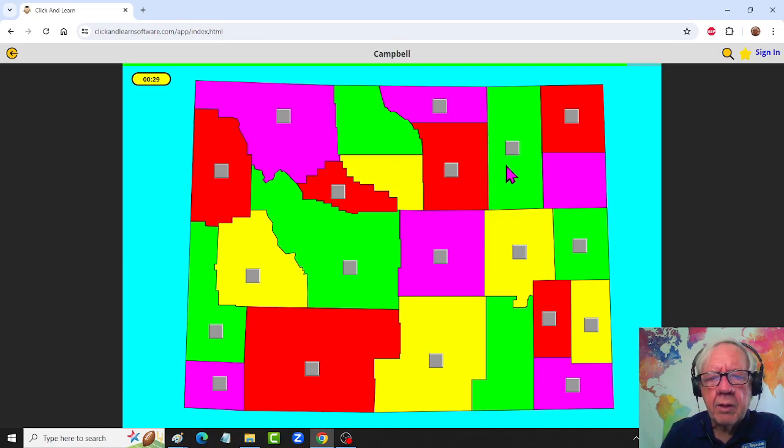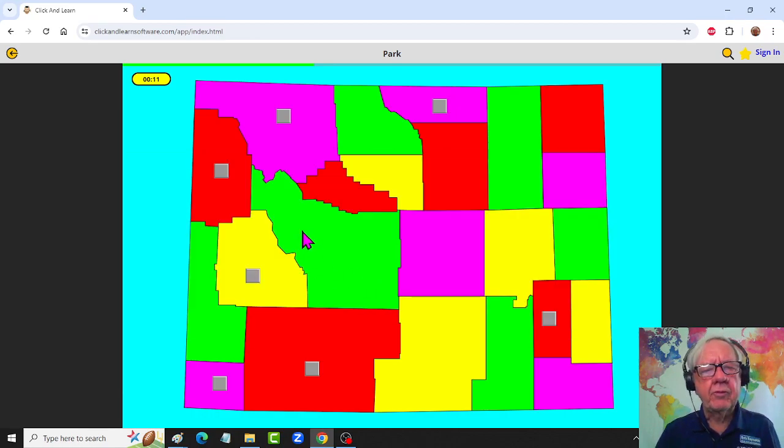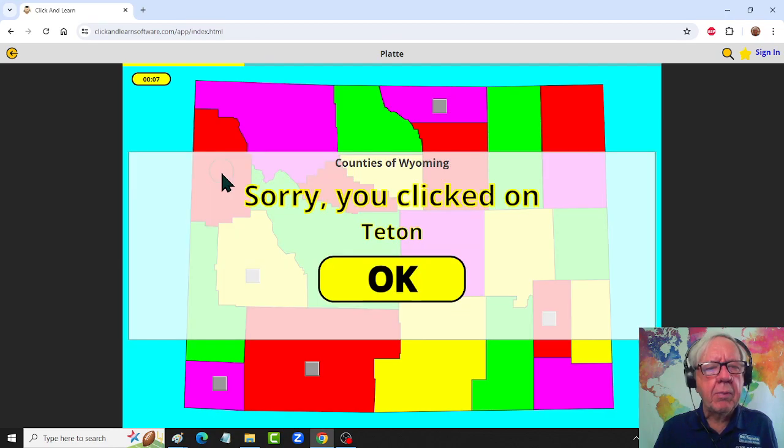Albany, Bighorn, Campbell, Carbon, Converse, Crook, Fremont, Goshen, H, Hot Spring, J, Johnson, KL, Laramie, Lincoln, Laramie, what am I doing? What's it looking for? It's asking for Lincoln. Lincoln's up there, okay. Natrona, Niobrara, Park. Okay, I don't know where Park is. That's Sublette. See, this is Park. That's Park. I got it. Park, Platte. No, that's Teton, Platte. No, that's Sheridan, Platte.